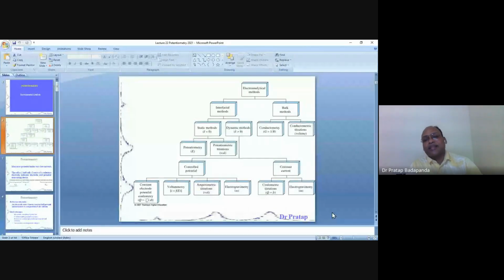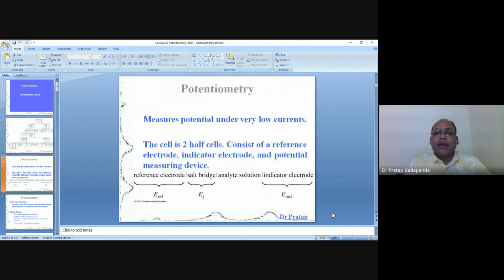Now we have to understand this thing first. Yesterday we discussed how the electroanalytical methods are classified, and all of those things you have discussed already. This is from your syllabus only. Now potentiometry is the part of the discussion. First we have to understand this, and then I'll go over it with your syllabus.